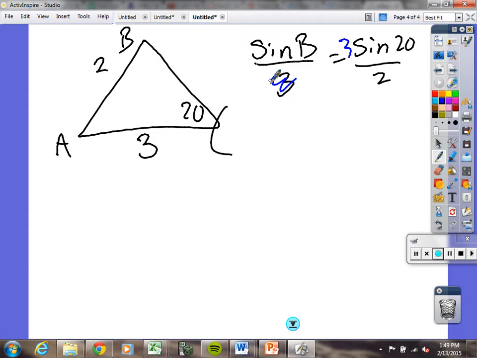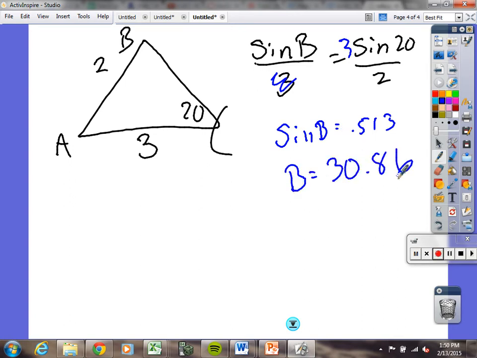How much is it? 0.513. Sine of B equals that, so then what can we do? We're going to do the arc sine of it, correct? 30.86. I'm going to accept that as an answer. Okay. Now look at this option.